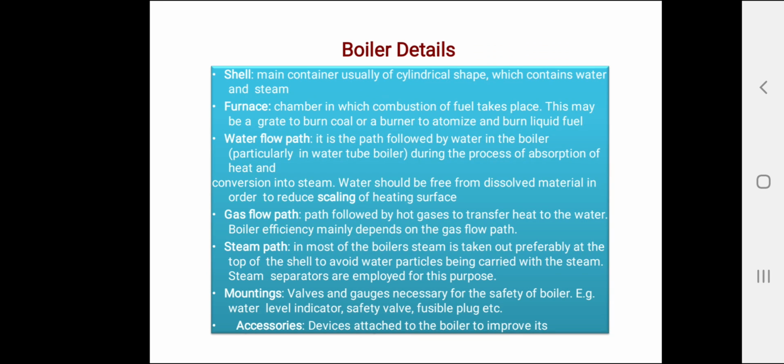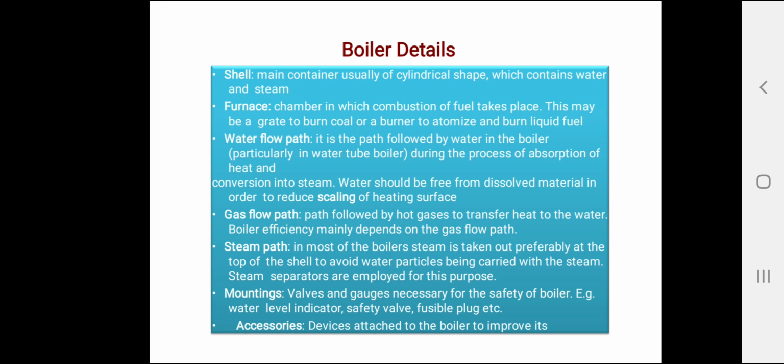Then the water flow path. It is the path followed by water in the boiler, particularly in a water tube boiler, during the process of absorption of heat and conversion into steam. The water should be free from dissolved material in order to reduce scaling of heating surfaces. Then the gas flow path, the path followed by hot gases to transfer heat to water. Boiler efficiency mainly depends upon the gas flow path, how the hot flue gases pass in a boiler.